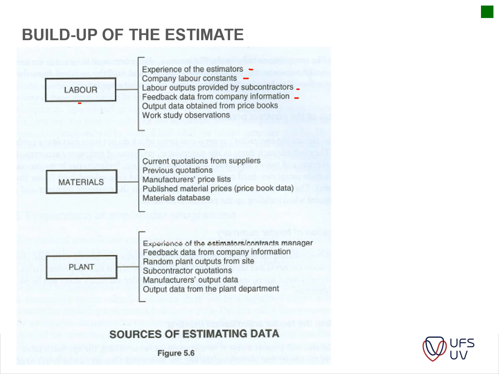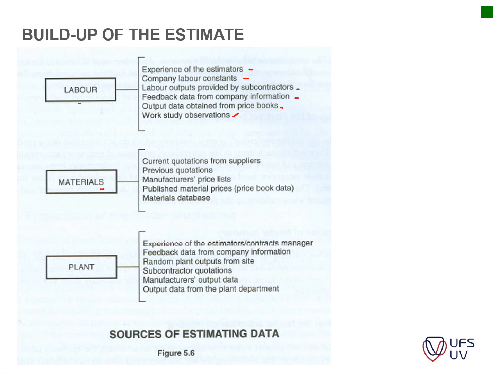The company information is usually the rates per hour for the labor that you're going to use on site. Then you've got your output obtained from price books, so previous tenders, etc. Work study observations: maybe, if you've got a new resource or a new bricklayer on site, you might go and look at a project where he is currently working, and you can assess whether he can actually do this work within the allotted time. So it all comes down to experience, basically.